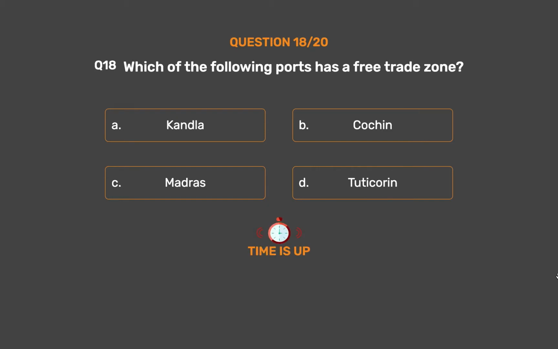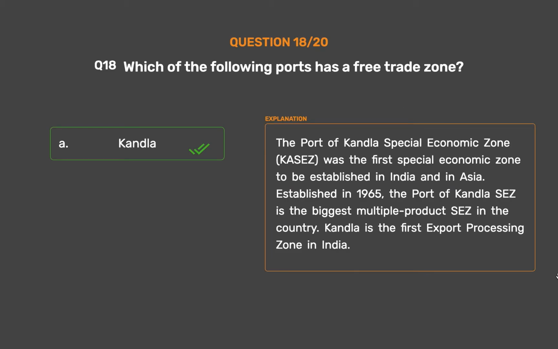The correct answer is option A. Kandla. The port of Kandla Special Economic Zone, KASEZ, was the first special economic zone to be established in India and in Asia. Established in 1965, the port of Kandla SEZ is the biggest multiple product SEZ in the country. Kandla is the first export processing zone in India.